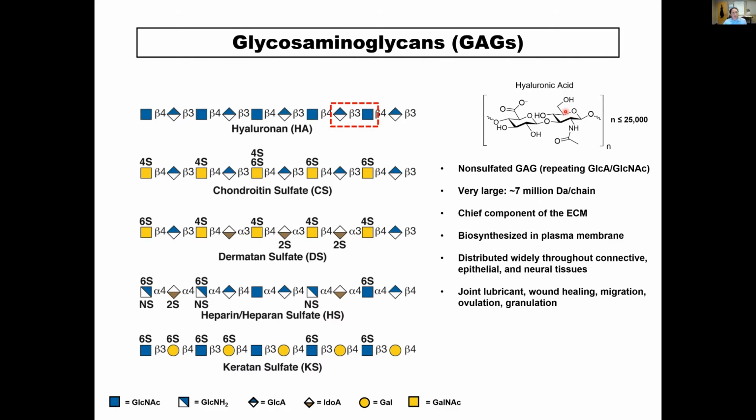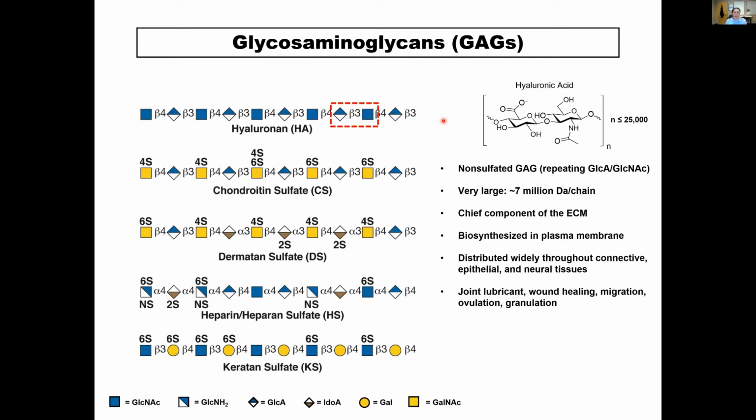So the first one is called hyaluronan, also known as hyaluronic acid, or HA. Hyaluronic acid is very unique compared to the other types of GAGs in that it is non-sulfated, and it is the only GAG that is biosynthesized right at the cell surface of the cell membrane. As it is biosynthesized, it is pumped outside of the cell into the extracellular space.